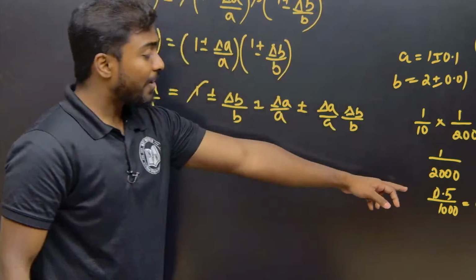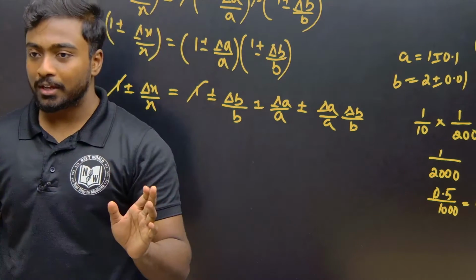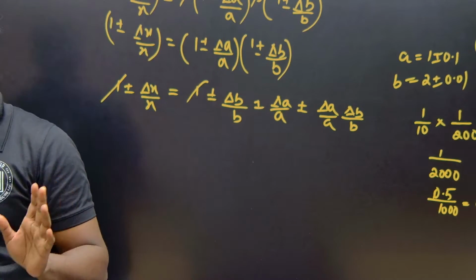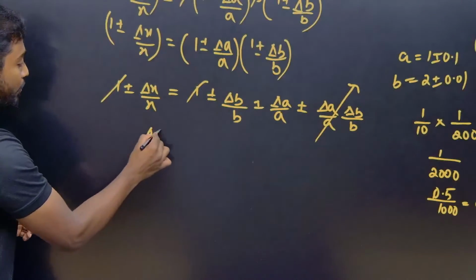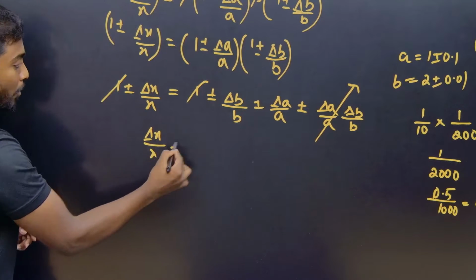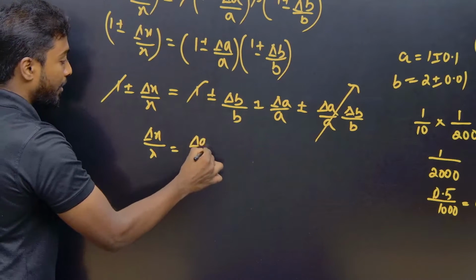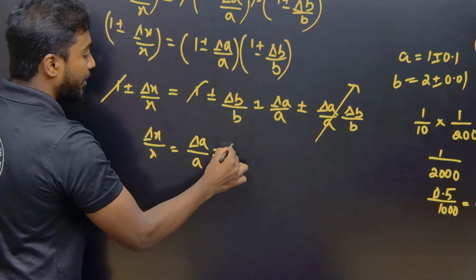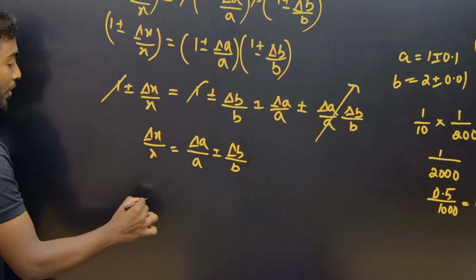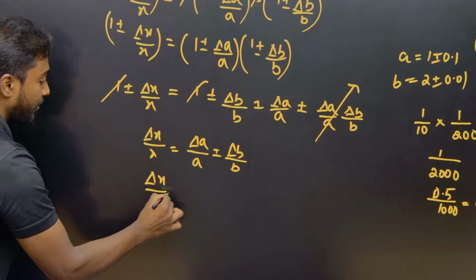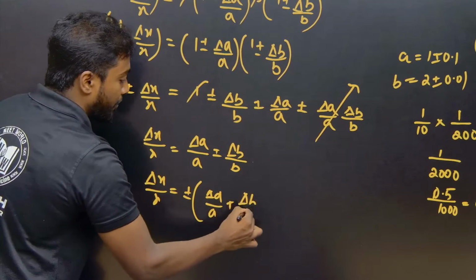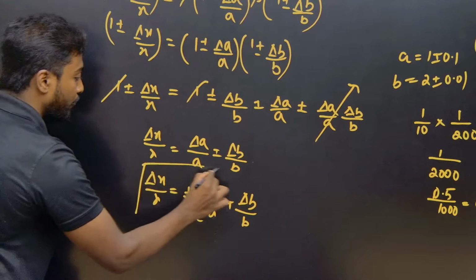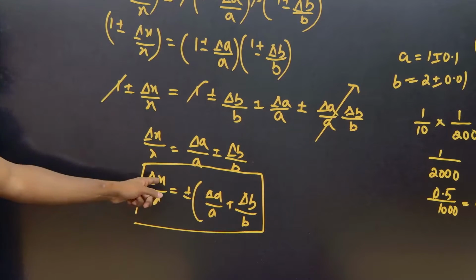So the value is much smaller, very negligible, right? So I can neglect this term. So delta x by x should be equal to delta a by a plus or minus delta b by b, or else I can say delta x by x is equal to plus or minus delta a by a plus delta b by b. So this is the formula to find out delta x.